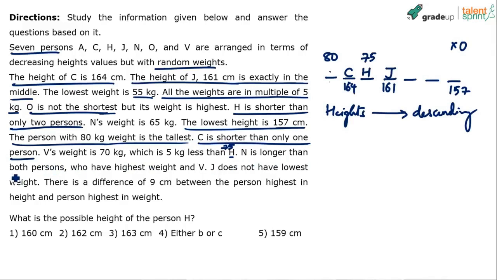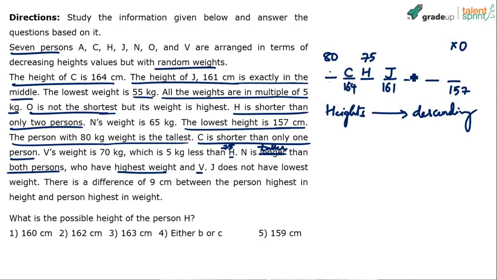N is longer than both persons who have highest weight and V. See, now understand, like in the previous points, we have understood H is shorter than only two persons. C is shorter than only one person. Now he says N is longer. Longer basically means taller. Longer is not the term to be used. Taller. N is taller than both the persons who have highest weight and V.